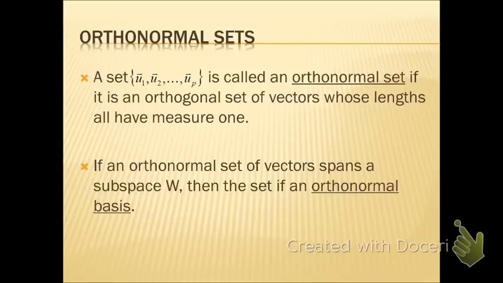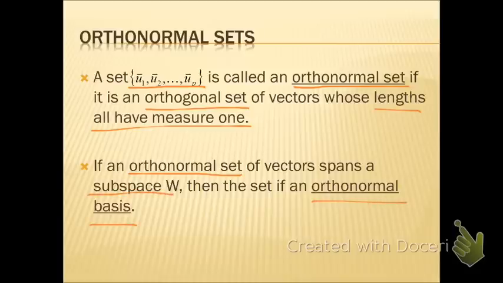So if we have a set of vectors U1 through Up, we call this an orthonormal set if it is an orthogonal set, as well as the lengths all have measure 1. And if an orthonormal set of vectors spans a subspace W, then we say that it forms an orthonormal basis.